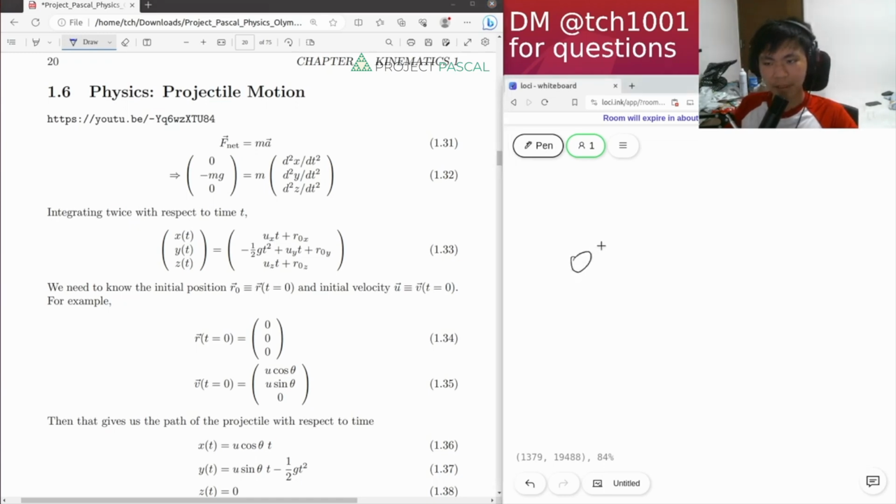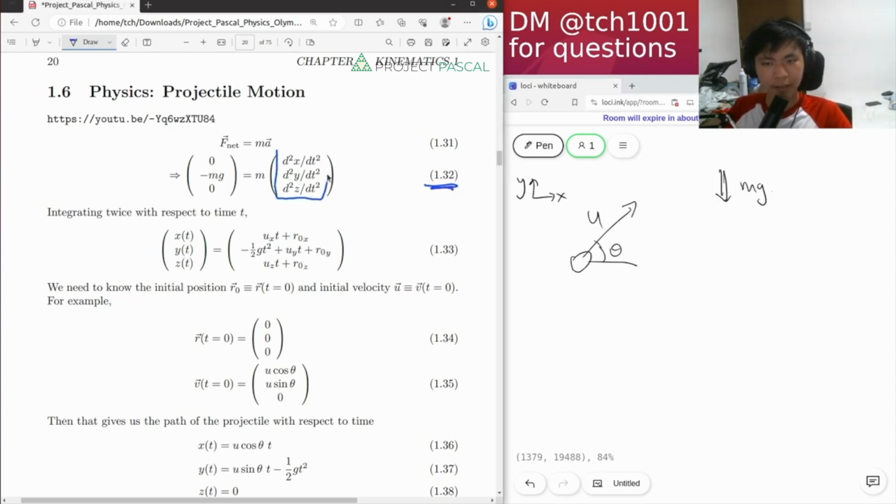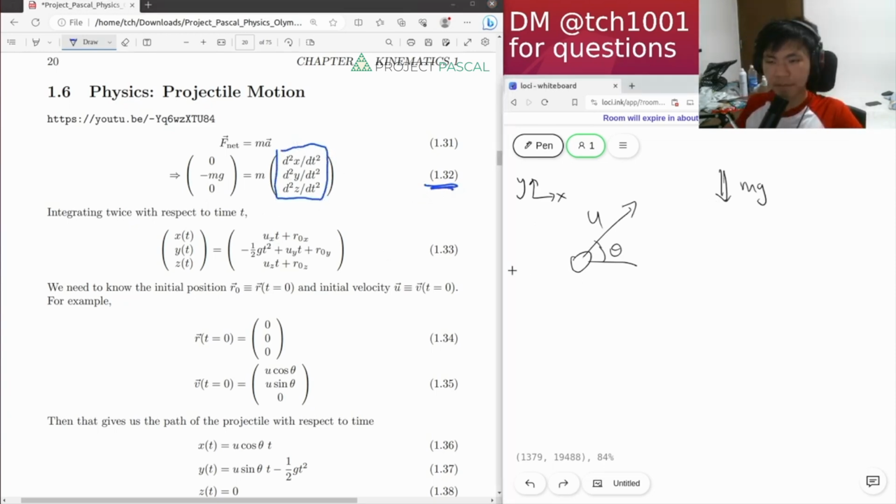If I have an object that I throw with speed u at some angle theta with respect to the ground in the xy plane, then, assuming negligible air resistance, the only force acting on the object is the gravitational force mg downwards in the minus y direction. So the F equals ma equation will be given by equation 1.32, where the acceleration vector is the second derivative of the position vector. Comparing equation 1.32 component-wise, 0 equals m d squared x over dt squared, minus mg equals m d squared y over dt squared, and 0 equals m d squared z over dt squared.